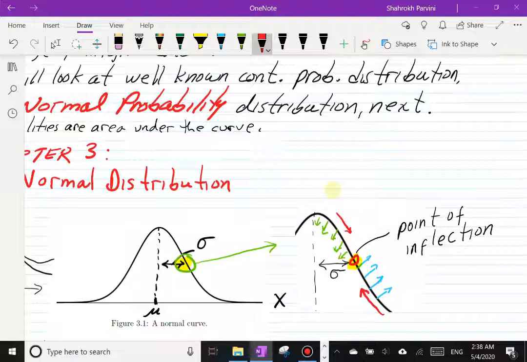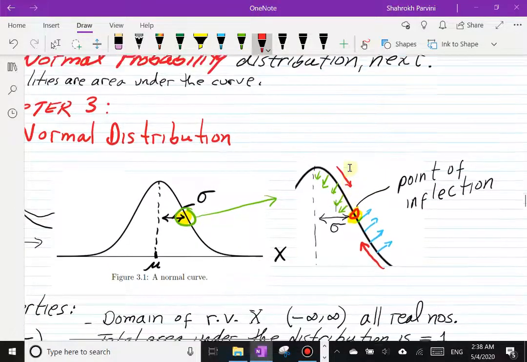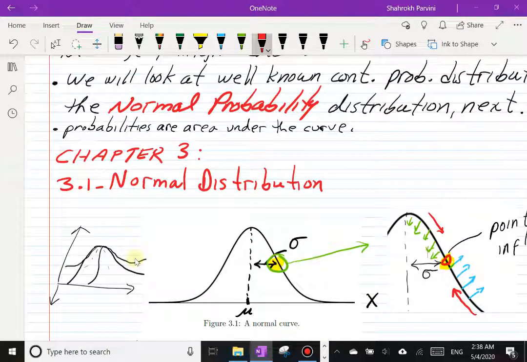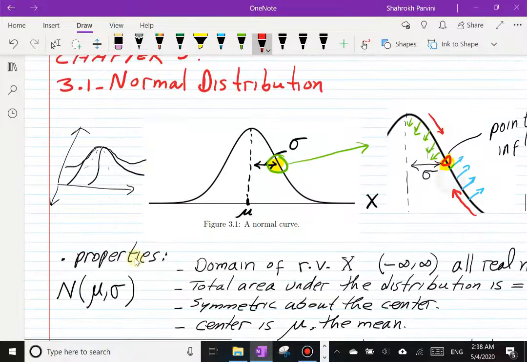The point where the concavity actually changes from up to down or from down to up is called the point of inflection. Well, that point of inflection happens exactly at sigma, one standard deviation away from the mean on either side. So there's another point of inflection on this side, and those points of inflection occur again exactly one standard deviation away. Just something interesting. We can actually locate those, and usually we do.